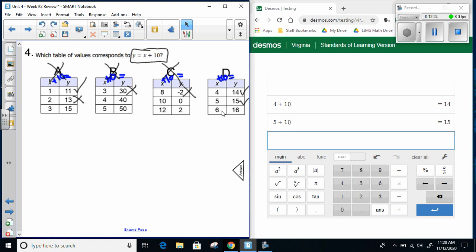And hopefully you caught on to the pattern now. 6 plus 10 is also 16. So table D is the correct choice here because the rule every time is that x plus 10 will give you y.